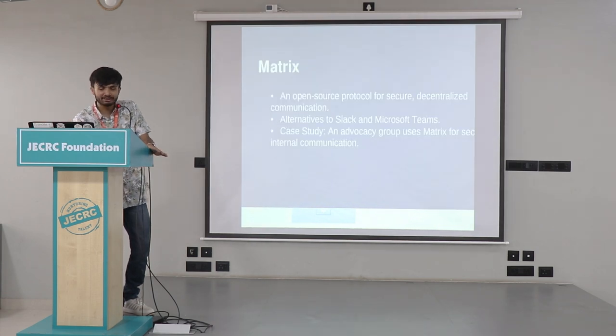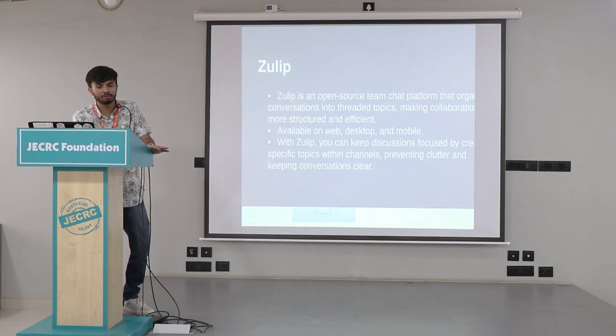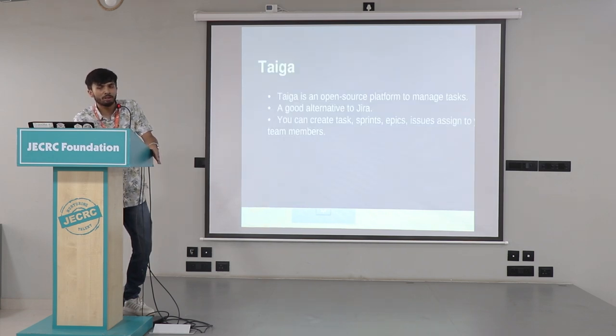So Matrix provides decentralized communication, an alternative to Slack and Microsoft Teams. Zulip is an open source team chat platform that organizes conversations by topics in a more structured and efficient way. With Zulip, all the discussions are in one place. You can search through them, and you have all the data, all the control, all the security in yourself. It's very nice. We use it in our day-to-day life at our office. Taiga is an alternative to Jira.